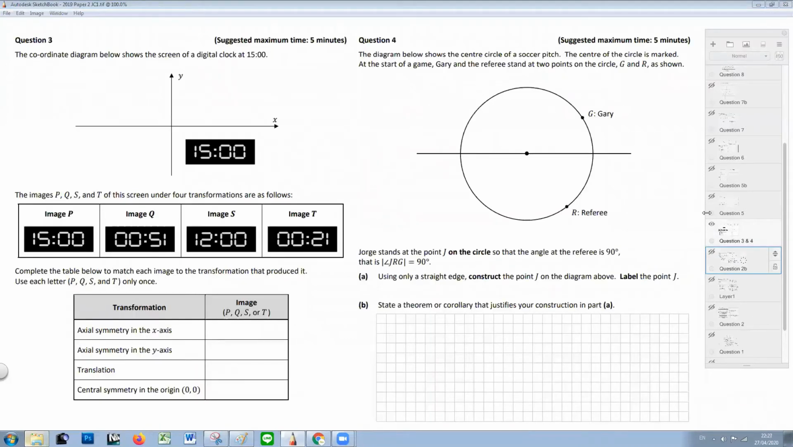Okay, so the next one is question 3. It's a relatively short question. It says the coordinate geometry below shows the screen of a digital clock at 1500 hours. The images P, Q, S, and T of this screen under 4 transformations are shown as follows: image P, image Q, image S, and image T. So it basically says, complete the table below to show each image of the transformation that produced it. So I suppose the easiest thing to do is to draw out what each one of those would look like.